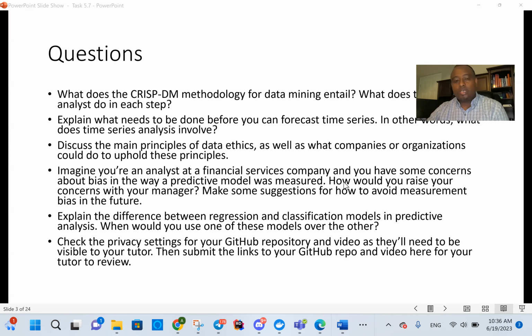On this second part of the task, we have 5 main questions, and the last question is to check privacy settings for the GitHub and repository, and to provide links for the GitHub and the video of this practice interview. We are going to see each individual question and provide answers and clarifications for each of them.